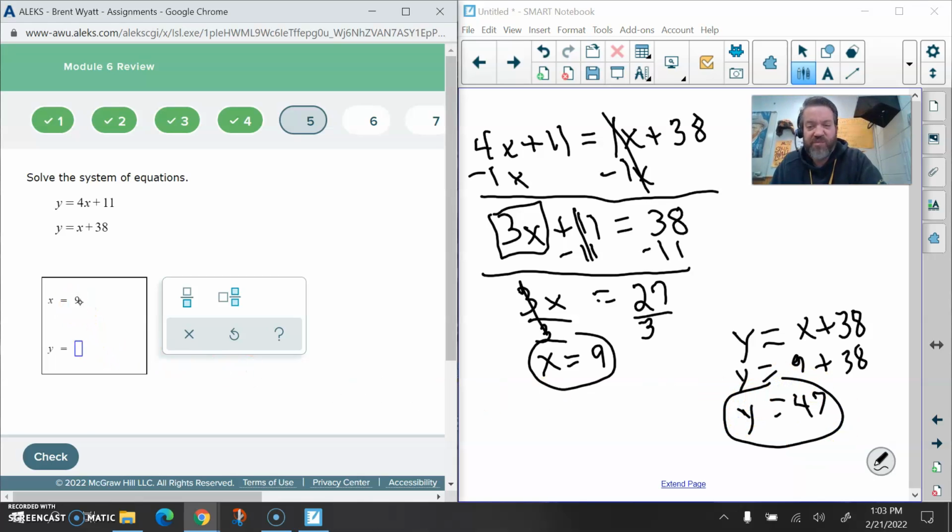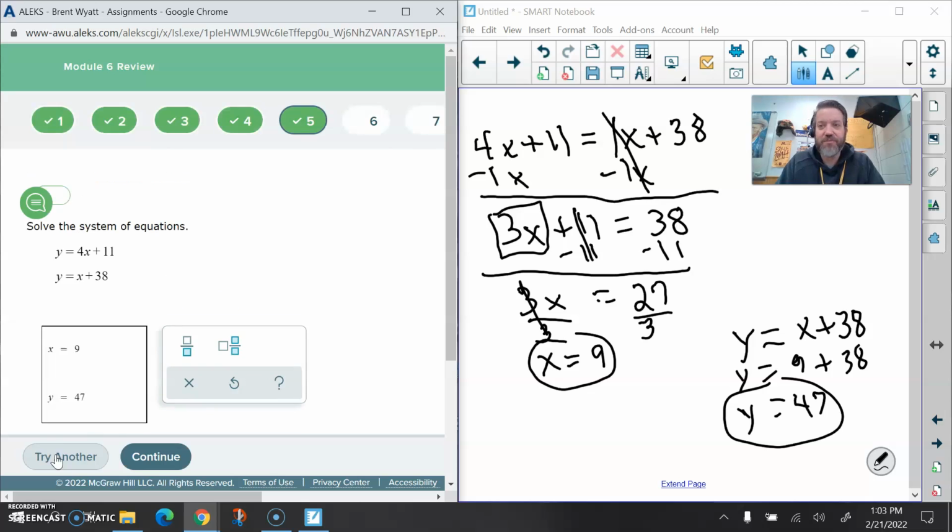X is 9. Y is 47. You can substitute these in and see if it works out in the top equation. If x is 9, 4 times 9 is 36. 36 plus 11 does equal 47. So it works there as well.